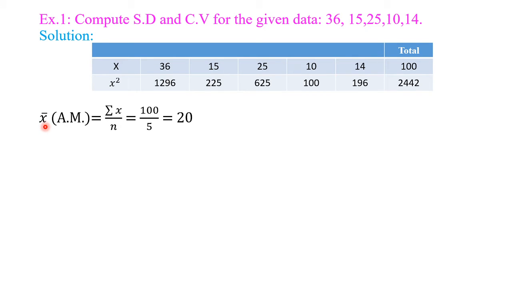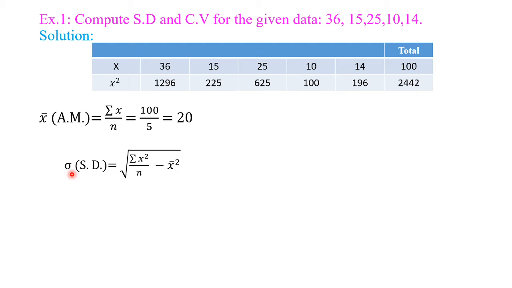First, we have to find x bar. X bar means arithmetic mean. So the formula to find x bar is summation of x divided by n. Summation of x is 100 and the number of observations n is equal to 5. So 100 divided by 5 is equal to 20.